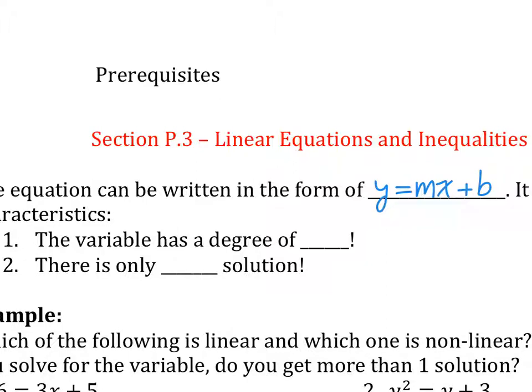The variable, which is x, will have a highest degree of 1. So if you have a 2, that would be quadratic, 3 would be cubic, and so on. But the highest degree is 1. And that means there should be only one solution. So x can only be one number.